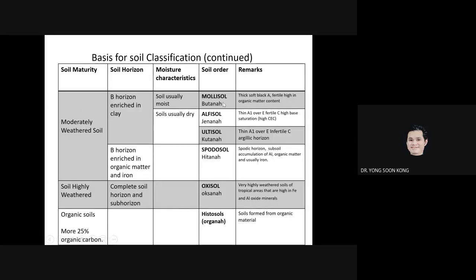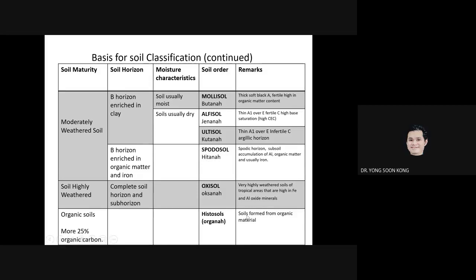Moderately weathered, they are mollisol, alfisol, ultisol, and spodosol. The highly weathered ones, again, oxisols and histosol. So you can see every class, every soil order, they are different in terms of their characteristics, whether it's organic matter, base saturation, and also their extent of weathering.